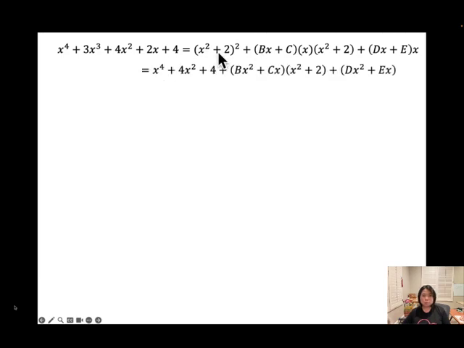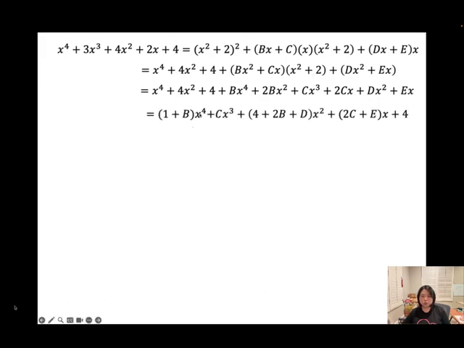We're going to distribute this using (a + b) squared, so a squared plus 2ab plus b squared. Then I just distribute the x, and distribute the x in here also. Then use the FOIL method, distribute one by one. Once you're done, you're going to factor out x to the fourth. You do have 1 plus B here. x cubed is only C here. And then x squared, we have 1, 2, 3 terms. Factor out the x squared.